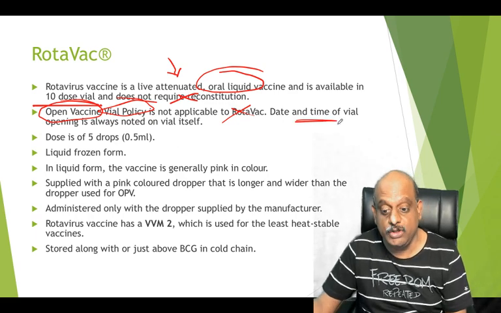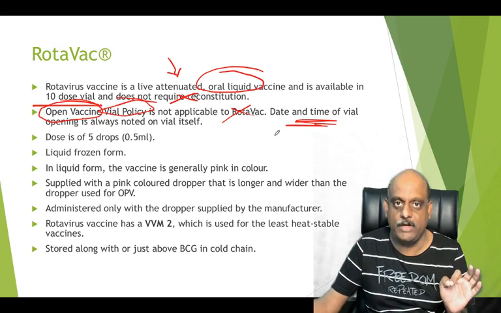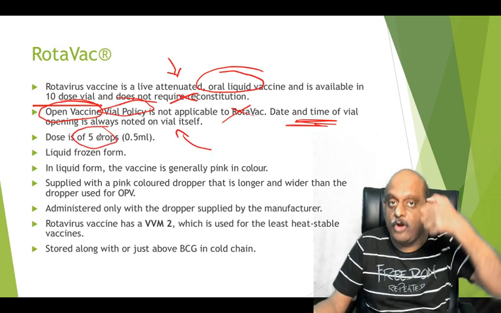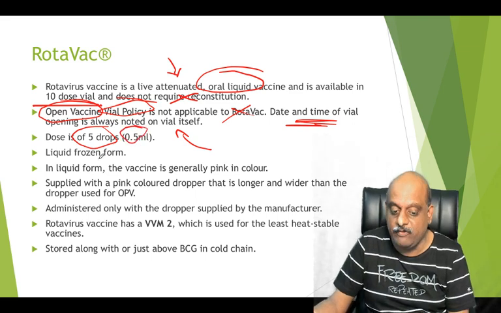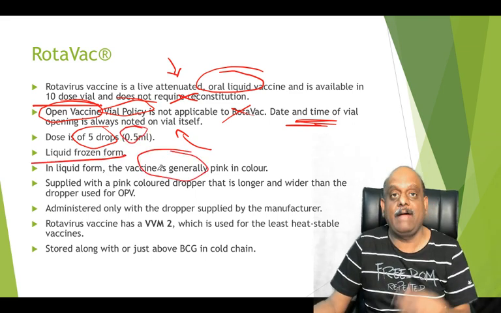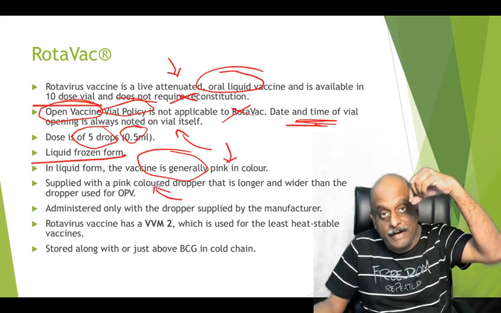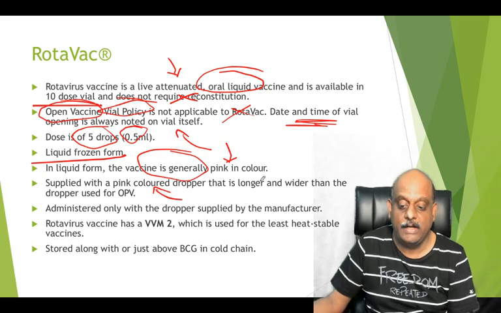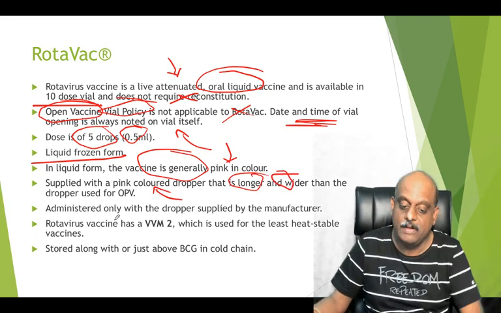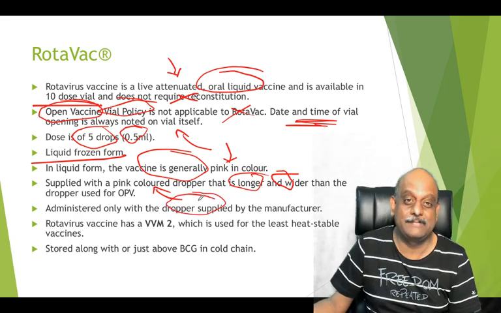And always you should mention the date and time of the vial opening; it is always noted on the vial itself. The dose is 5 drops, 0.5 ml, liquid frozen form. In liquid form, the vaccine is generally pink in color. It is supplied with a pink colored dropper that is longer and wider than the dropper used for the OPV, and it is administered only with the dropper supplied by the manufacturer.